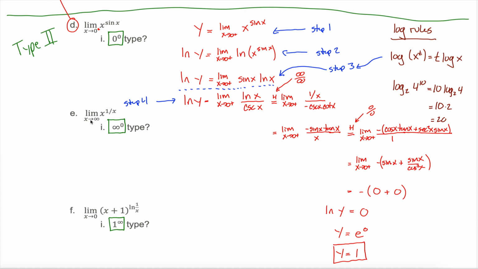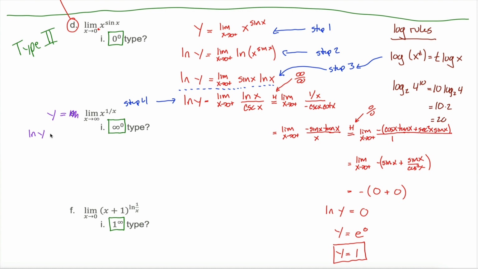If you were trying to evaluate the limit as x approaches infinity of x raised up to the 1 over x power, you wouldn't have to recognize that it's the infinity to the 0 type. What you could instead do is just set up an equation. We could say y is equal to the limit as x approaches infinity of x to the 1 over x power. Now that we have an equation, we can mess with both sides of that equation.